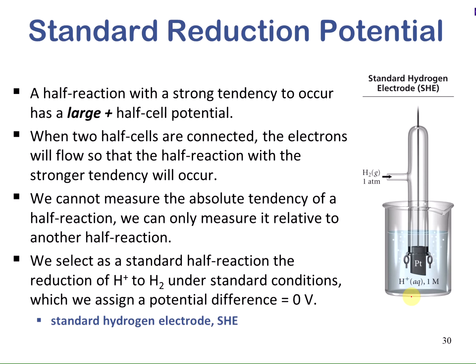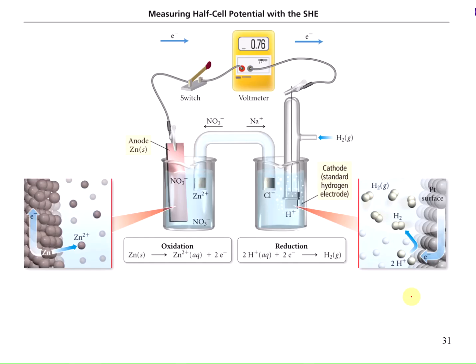This is kind of like defining altitude, where sea level is the baseline. We just say sea level is 0, and everything is relative to that. That's what we're doing with the hydrogen electrode. The standard hydrogen electrode is often abbreviated the SHE. So in this half cell potential, where we're measuring the half cell potential with the standard hydrogen electrode, we have the oxidation of zinc and the reduction of the protons to form hydrogen gas.